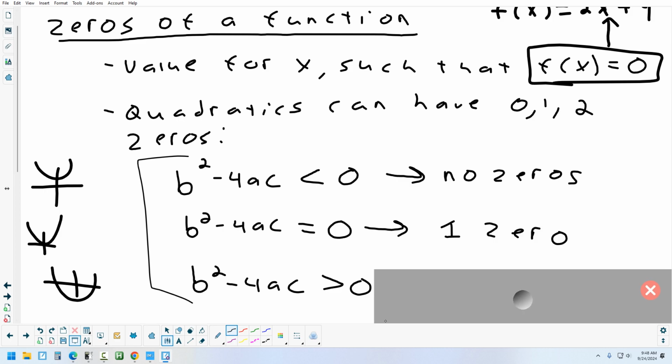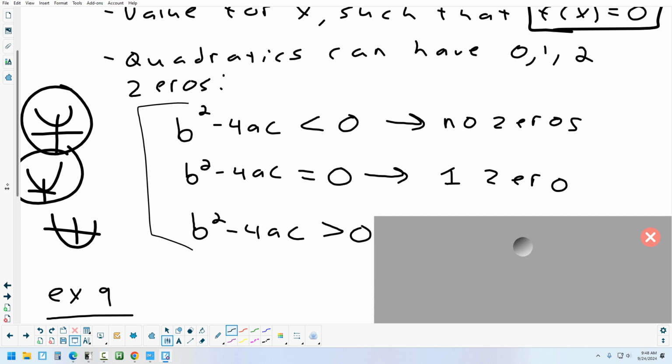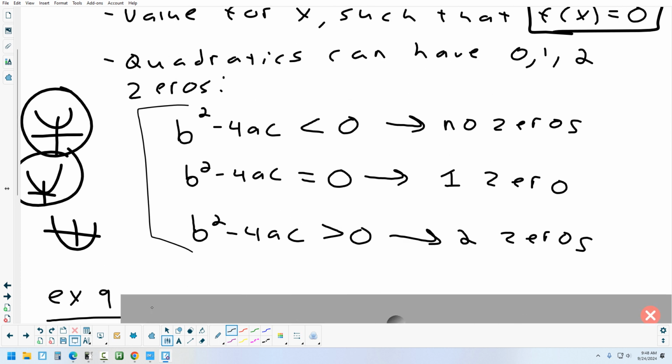we do this calculation. If b squared minus 4ac is less than 0, if this comes out to a negative number, it will never cross the x-axis, and your graph is going to look like this one. If b squared minus 4ac is exactly 0, then your graph will come down, touch the axis, and go back up. It'll look like that one. And lastly, if b squared minus 4ac comes out to be a number that's bigger than 0, it's going to look something like that one.